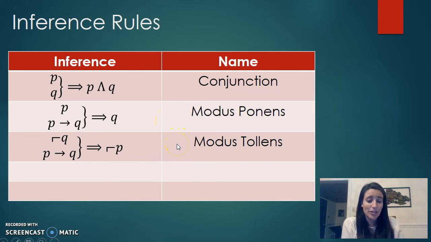Modus tollens is similar, but we have not Q and the implication P implies Q. In this case, we can deduce not P. This comes from the fact that the contrapositive is always logically equivalent to the original statement. So, like modus ponens, given the implication and P, we can deduce Q. This one's like the contrapositive. Given the implication and not Q, then we can deduce not P.